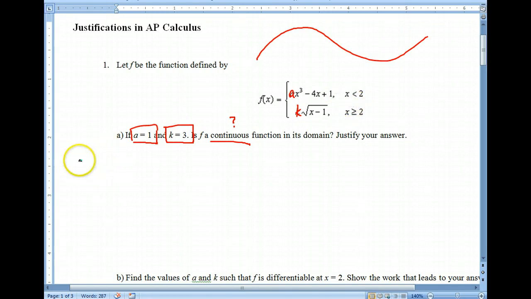So the limit of what? Well, what point are we approaching? Not approaching 1, approaching 2, because this is where problems occur. Limit as x approaches 2 from the left, of which piece of the function are we looking at right now? The top one, which when you plug in a equals 1 and k equals 3, is going to look like x to the third minus 4x plus 1.